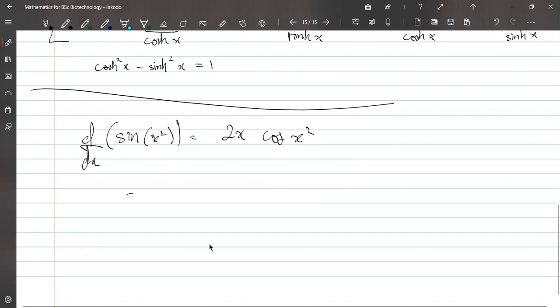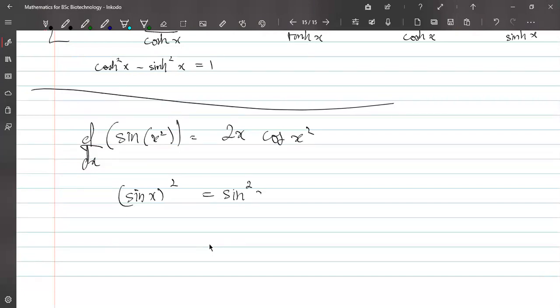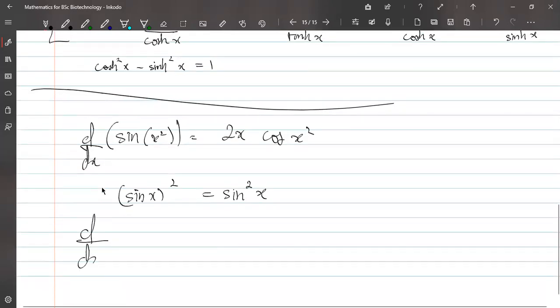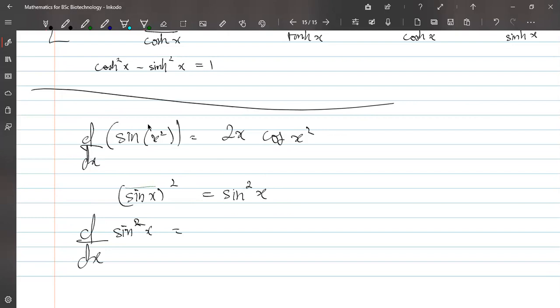On the other hand, if you're asking for sine of x the whole square, which we usually write as sine square x, just a notation for the same thing, then the derivative of sine square x is again found by chain rule. Only remember, sine square x means actually sine of x the whole square. So here also we have a function of a function, but the inner function is now sine x. Before, the inner function was x square and sine was the outer function. Here sine x is the inner function and square is the outer function, right?